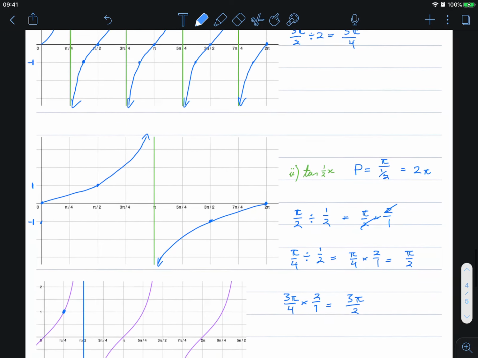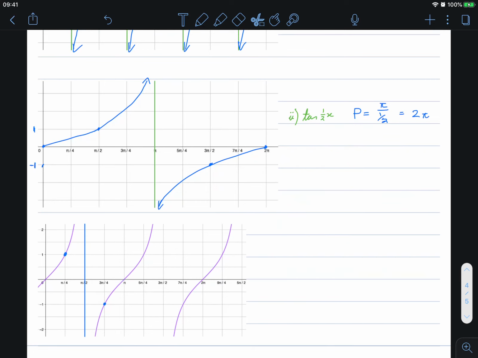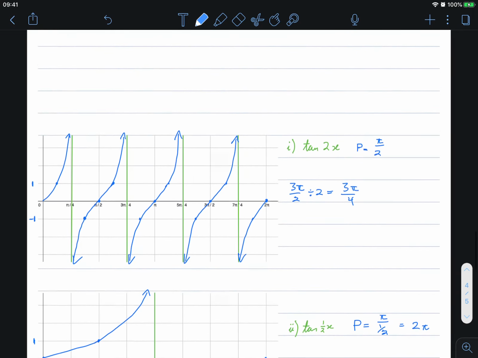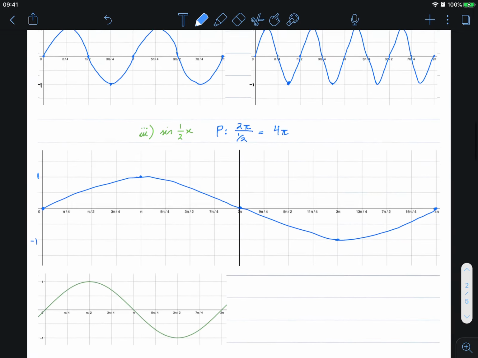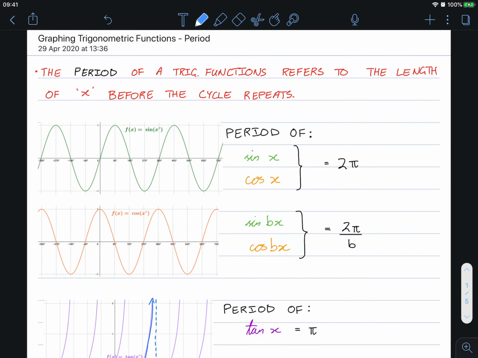So I hope I gave you an insight into finding all the critical points, the asymptotes, and how it changes according to the coefficient of x. So I hope that gave you an insight into the period of graphing trigonometric functions.